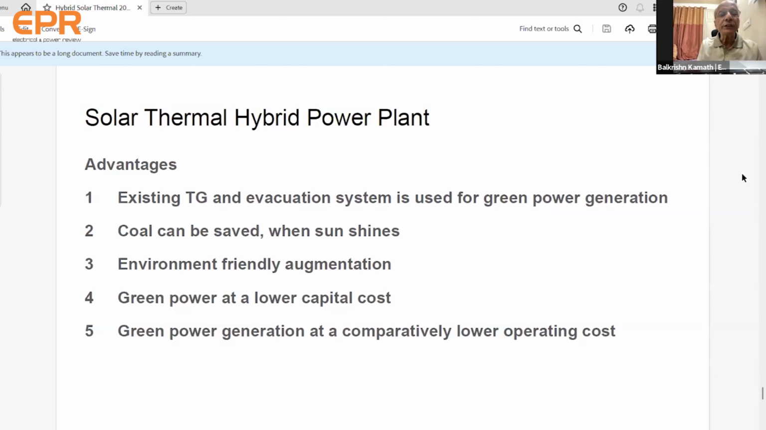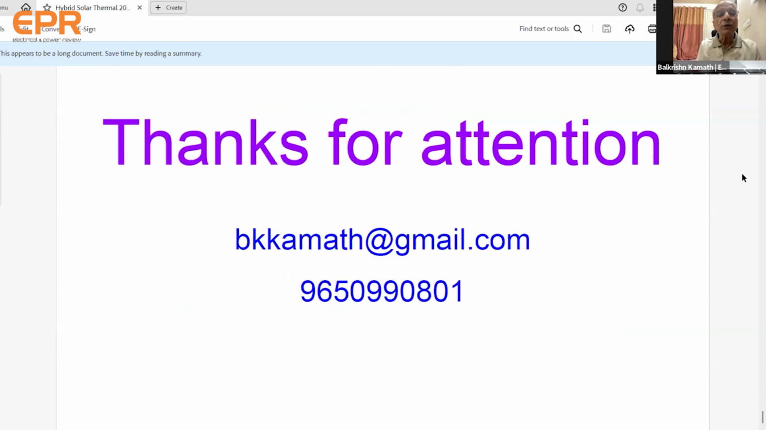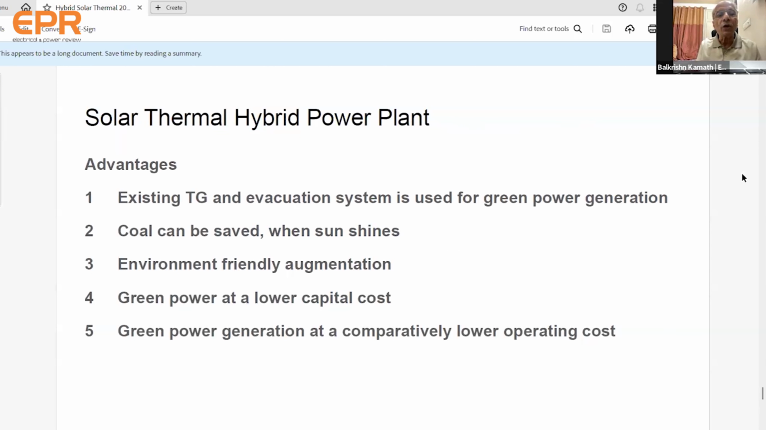And let me share with you, since the turbine is 200 megawatt capacity, the efficiency of the turbine is more. Instead of putting a 50 megawatt turbine or 15 megawatt turbine, this turbine is more efficient. So more green power can be generated and given to the grid with the same element of CLFR. Also, green power at a comparatively lower operating cost, because a single turbine is there, so that can be utilized for this purpose also.